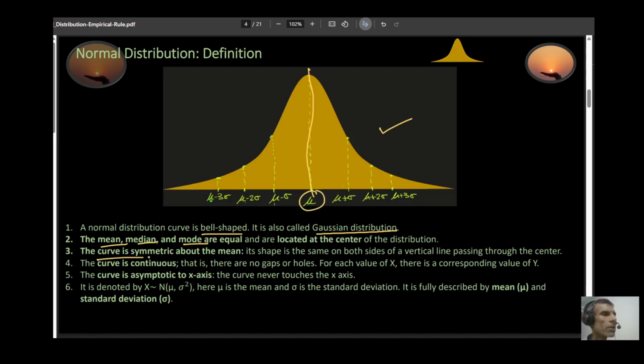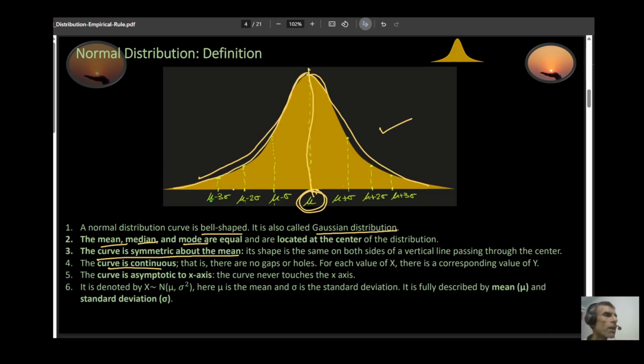The curve is symmetric about the mean. So if this is my mean value, the curve is symmetric. In other words, the curve on your left-hand side is exactly the mirror copy of the curve on your right-hand side. The curve is continuous. What it means is that when you draw the curve, you're not going to find any holes or missing values. There are always some values over here. Same thing on this side.